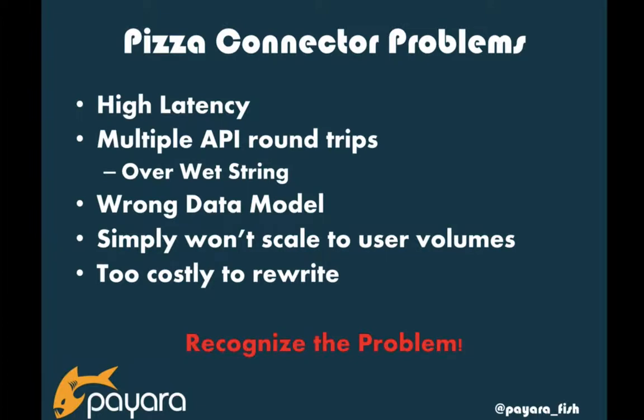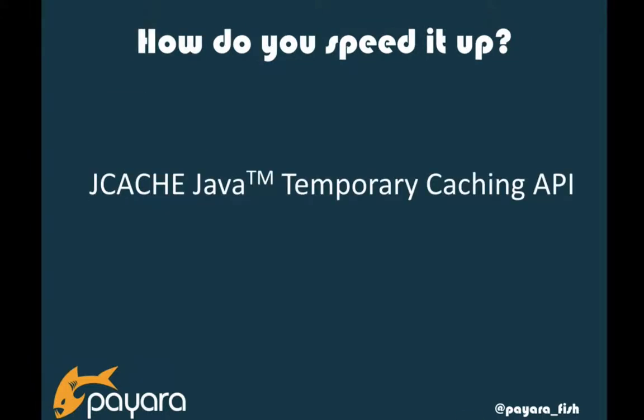So we all should probably recognize this problem. We've all seen this when accessing legacy systems, legacy databases. And we face this day to day in many application development problems. So the question is, what do we do now? How do we speed this up? And obviously the answer that we're talking about today is using JCache, which is a Java temporary caching API, or JSR 107. So let's look at how we could rapidly speed this up.